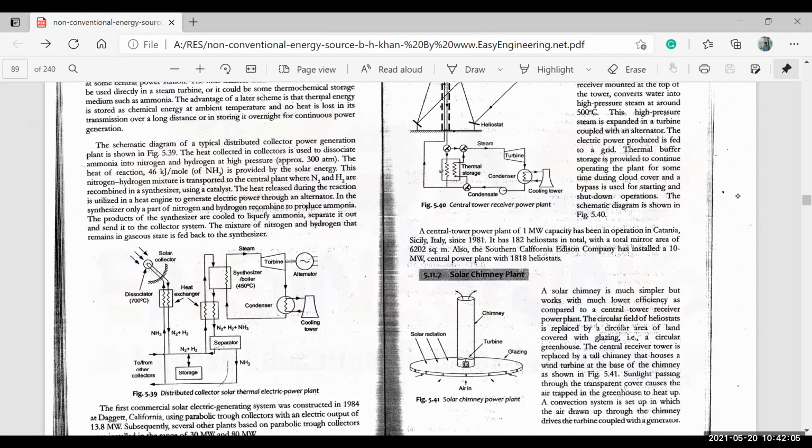And you could see another, they have made a distributed collector solar thermal electric power plant. These are the solar collectors, concentrating collectors. These are the heat exchangers, where heat is exchanged, which they have made.